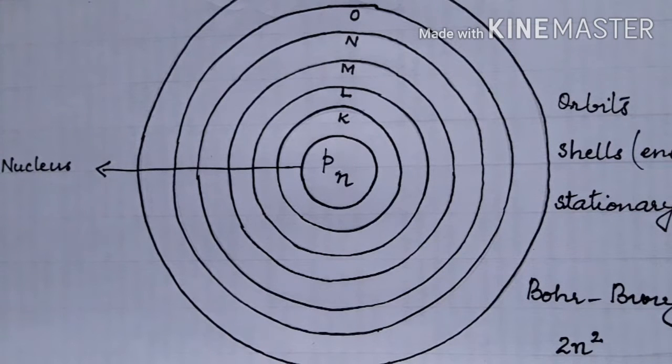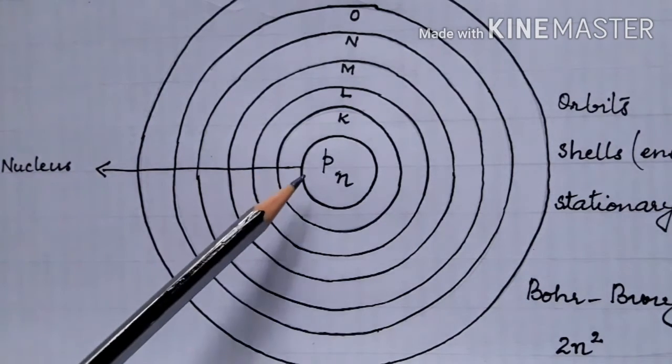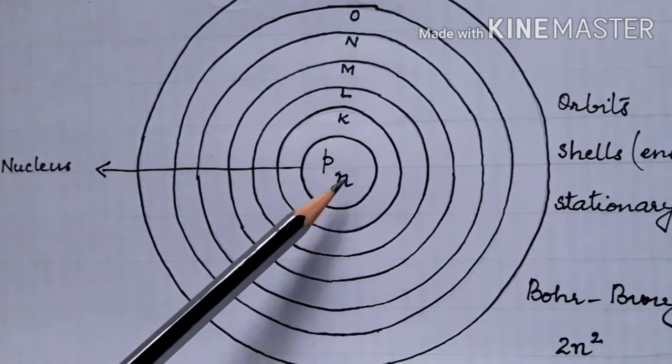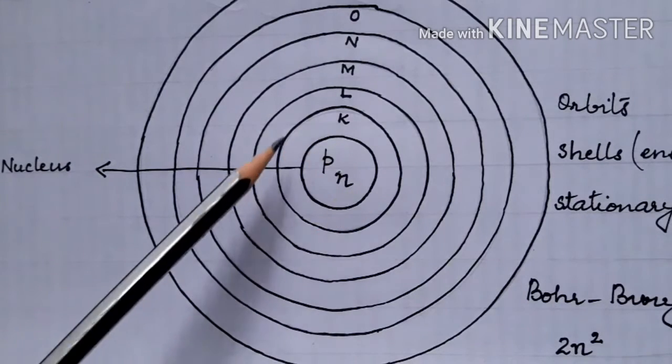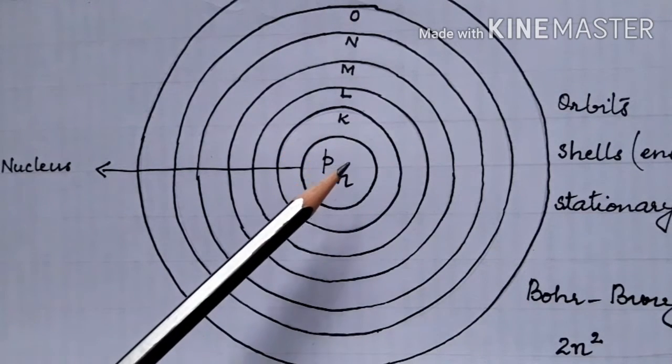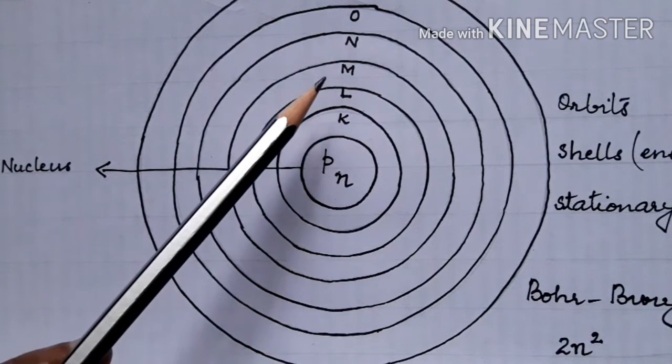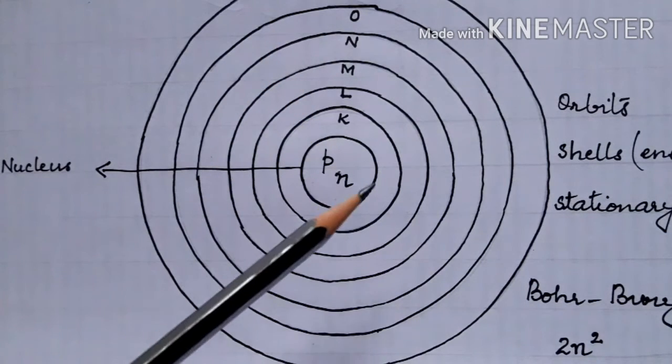Students, we shall resume the study of Bohr model of atom. As told earlier, you find the nucleus contains protons and neutrons, and around the nucleus at definite distances we find the orbits. Orbits are designated the letters K, L, M, N, O, P, etc.